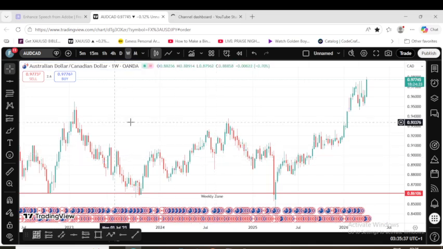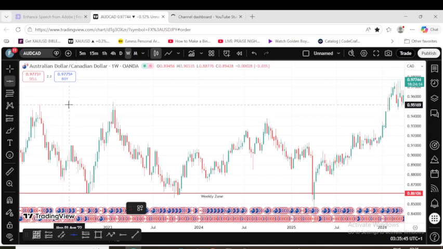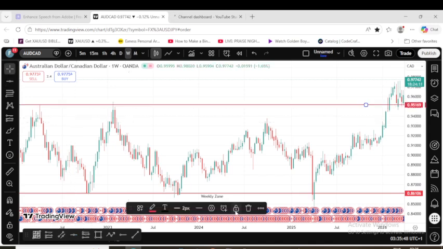So starting at the 1 week time frame, the first thing we're going to do is to identify our zones, which are support and resistance levels on higher time frames, and then our trend lines, if we can spot any. And then after that, we'll go down to the daily time frame, and we'll do the same thing. We'll identify our zones and our trend lines.